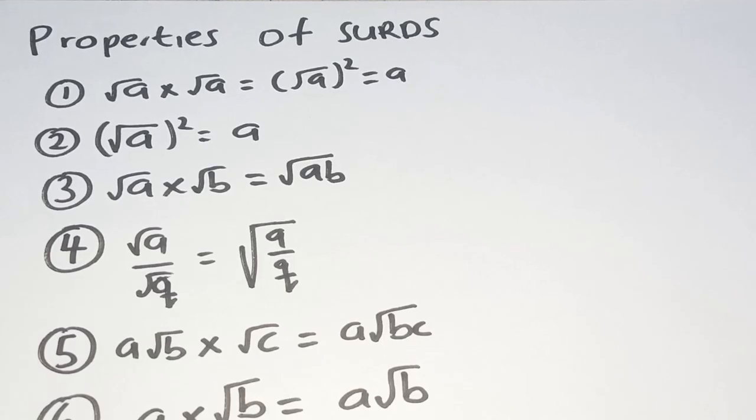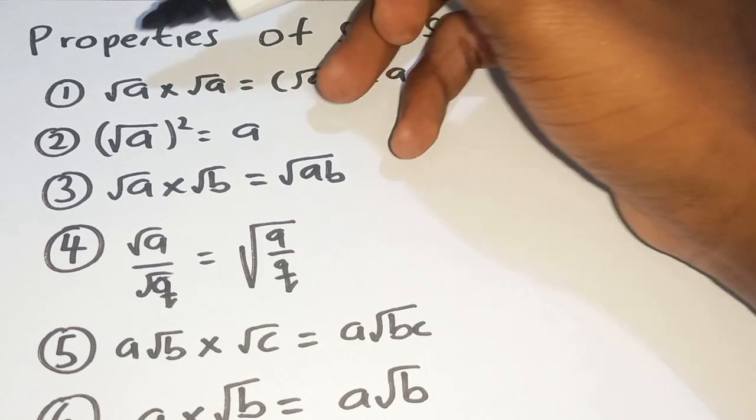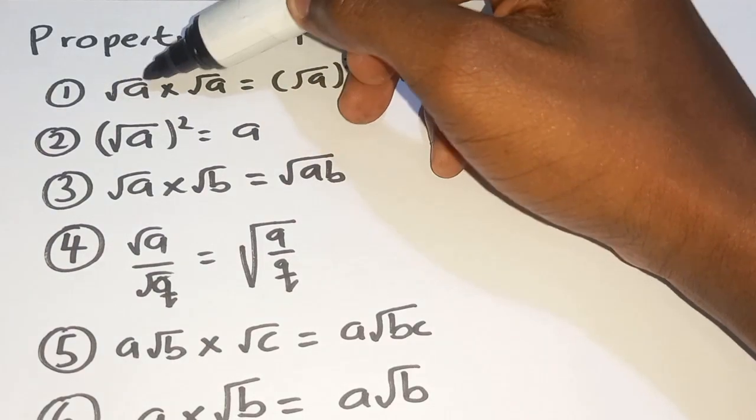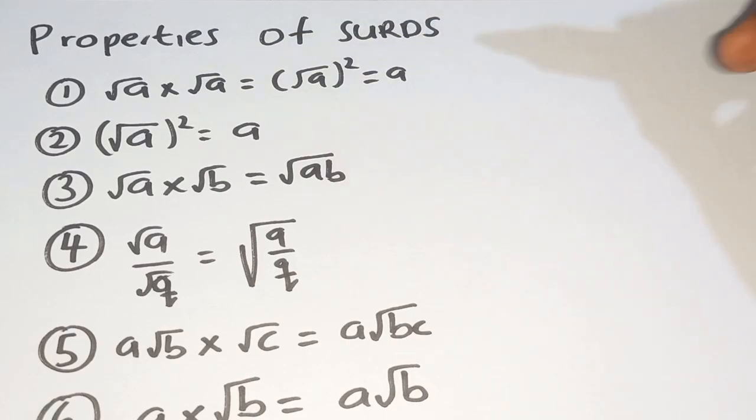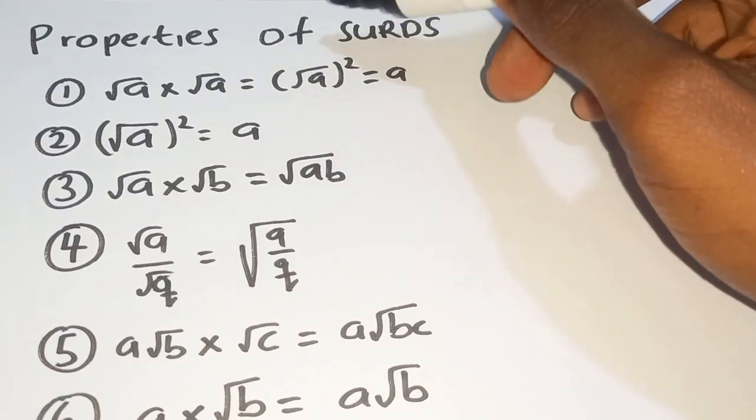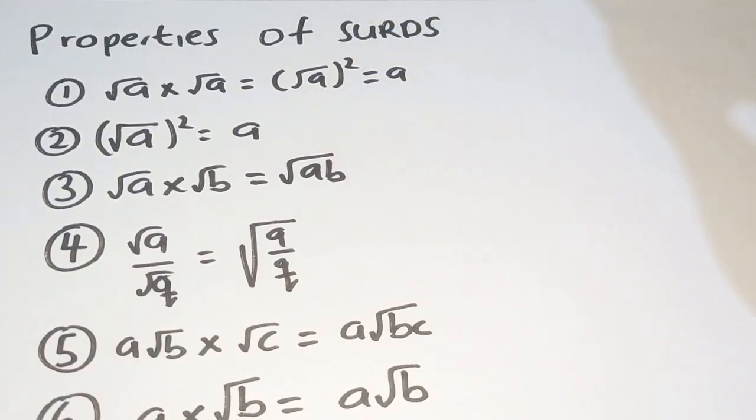Hey there. So we're treating multiplication of surds. But first, let us start off with the properties of surds. We know that when we have root of a times root of a, it is square root of a all squared. And note that the square will cancel out the square root sign.